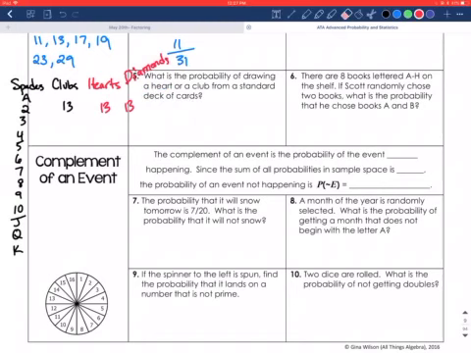Okay, so what's the probability of drawing a heart or a club from a standard deck of cards? So how many hearts are there? There's 13. How many clubs are there? There's 13. That's 26 out of 52 total, which is 1/2.